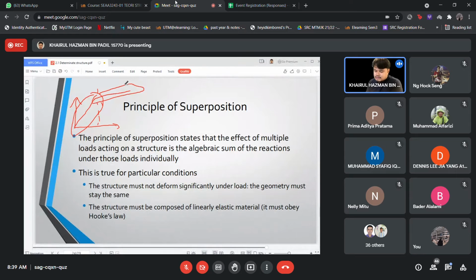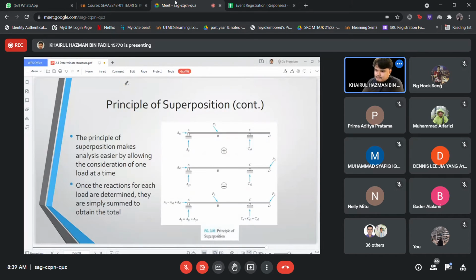Okay, for this subject, we will just discuss the elastic manner. So the principle of superposition makes analysis easier by allowing the consideration of one load at a time. If you have multiple loads, you do the analysis one by one by removing the unwanted loads one by one. Okay, so this is the primary structure.